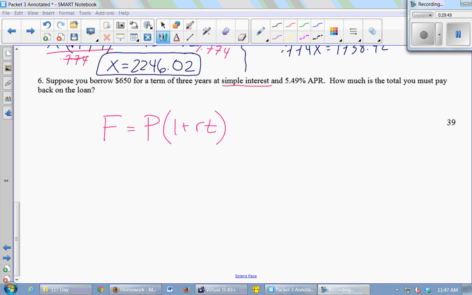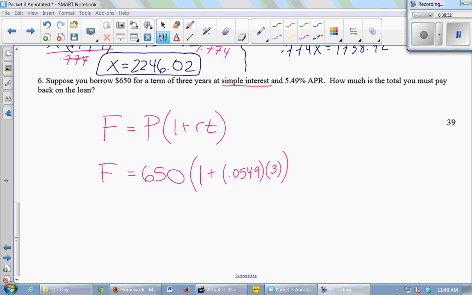Okay, how much is the total you must pay back? That's the future value, right? So you have to pay the future value. You're borrowing $650. That's the present value. Today, they give you $650 if you pay back more than that in the future. So we put in 650 for P. Okay, so my interest rate is 5.49%. So what do I plug in for R? 0.0549. Just have to put it in as a decimal. And then time, in this case, is 3 years.